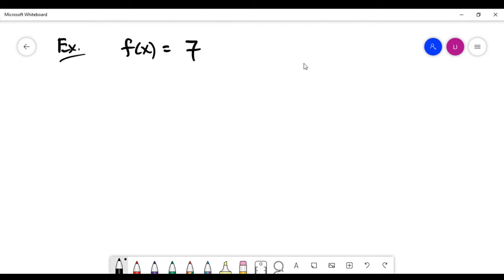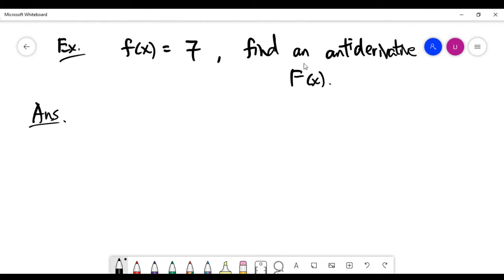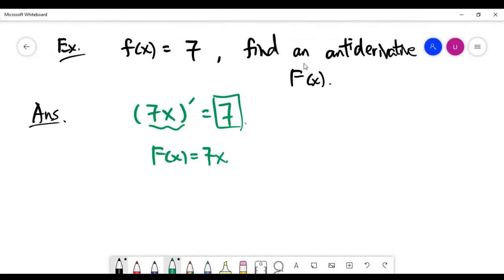Now you're given a function small f of x, which is 7, and I would like to ask you to find the antiderivative of the small f. We can easily make a good guess about that if you are very familiar with the differentiation rules. Please think about it yourself here: the derivative of a certain function is the same as 7. If you are comfortable with the basic differentiation rules, I think that if I pick 7x here, the derivative is exactly 7, right? So I can choose 7x to be my big F, and it is an antiderivative of the small f, 7.